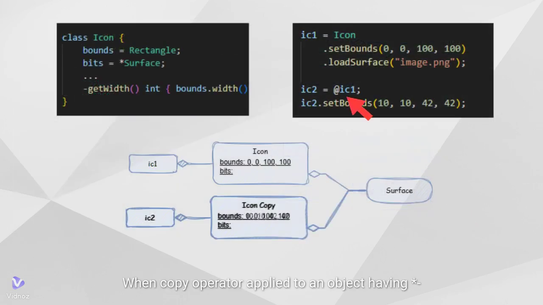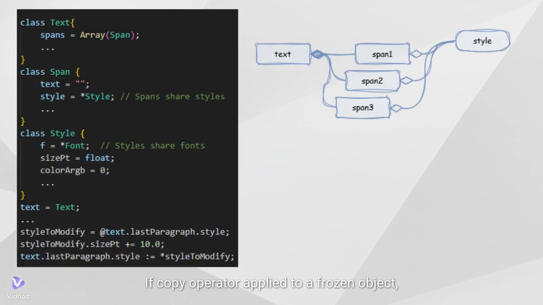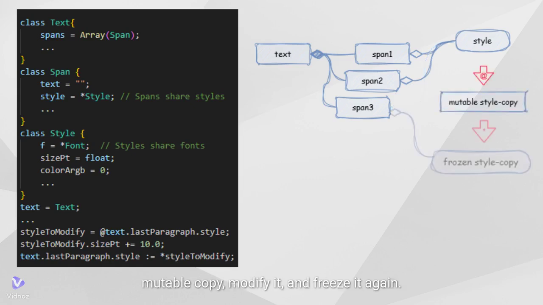When the copy operator is applied to an object having fields, it doesn't copy, it shares. If the copy operator is applied to a frozen object, it returns a mutable copy with a new ownership. Here we take a frozen object, make its mutable copy, modify it, and freeze it again. Notice how other references keep pointing to the old object. There is no accidental sharing of changes between object hierarchies.